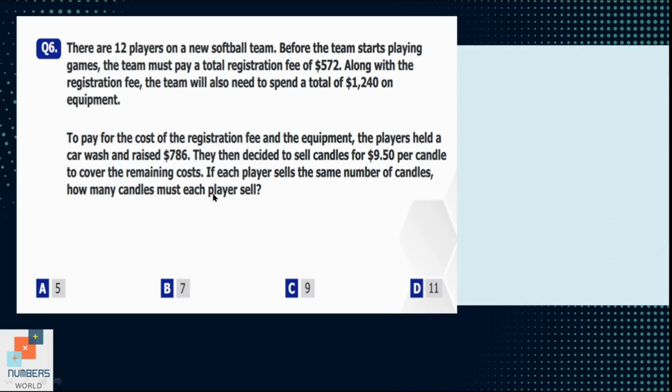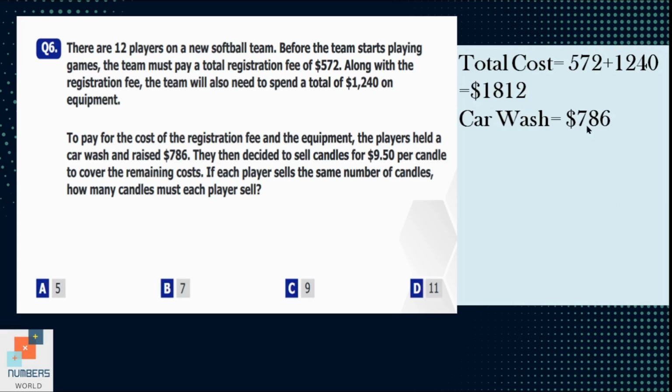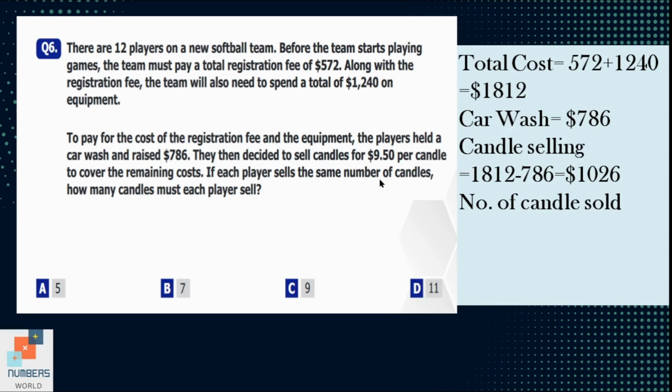So we are going to find out the total amount which they have to pay by adding the registration fee and the cost of the equipment. The total is equal to $1,812. They have raised $786 by car washing. So we will find out how much money is earned by selling the candles. To do that, we will subtract $786 from the total. The answer is $1,026. If we divide this amount by the cost of one candle, that is 9.50, the answer is 108. It means 108 candles were sold in total.